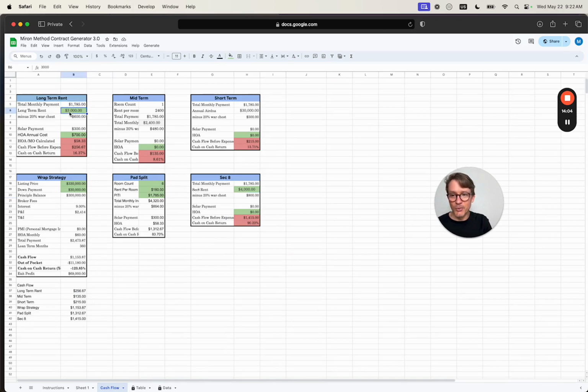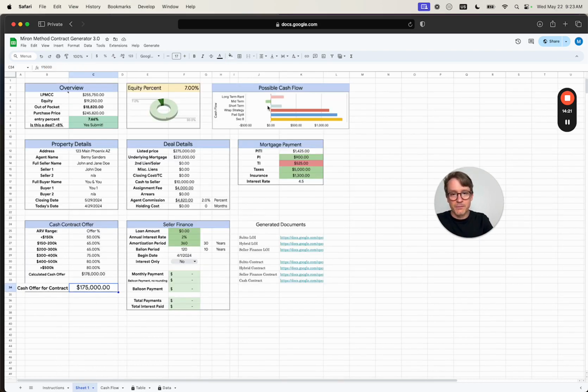This is where your long-term rent, midterm. For midterm, what I did is I take the room count. Let's say it's 3 rooms, and I'm going to get $700 per room. It's just going to work it down, and it says cash flow of negative $100. So let's go back and look at that. Negative $100, so it's on the left side of this line.